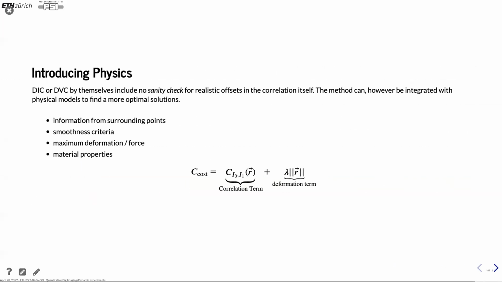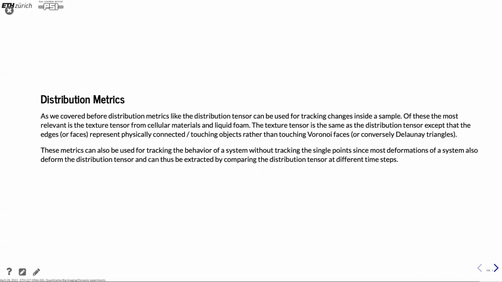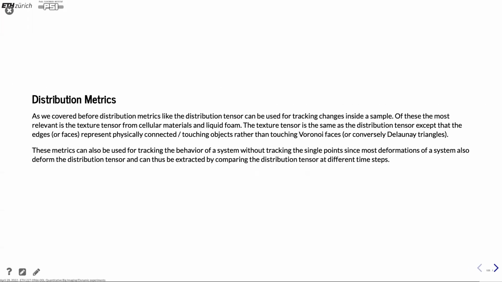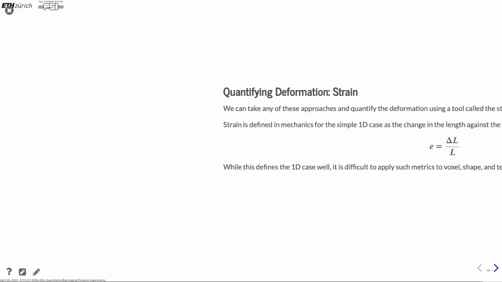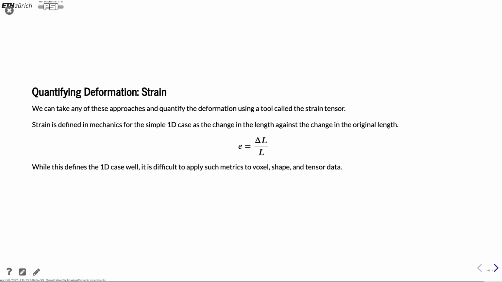And that can be used in a physical concept where we work with digital image correlation and digital volume correlation. And what we want to do is we have some kind of correlation term, and we have a deformation term. And this deformation term is actually describing the physical properties of the object. And this one was a lot of text. Let's skip that one.